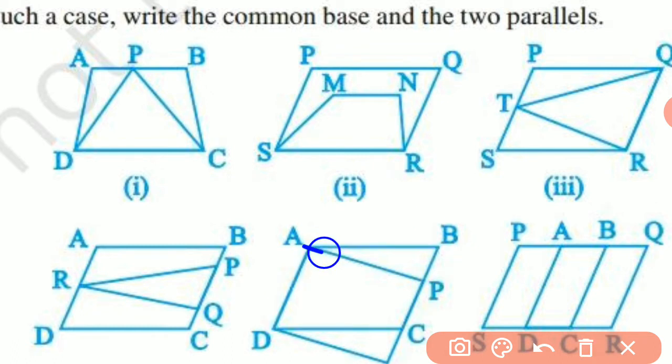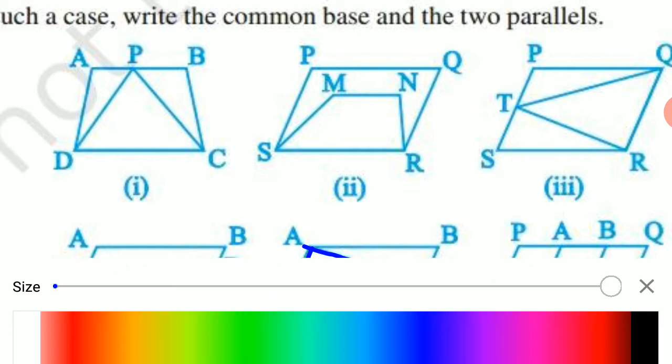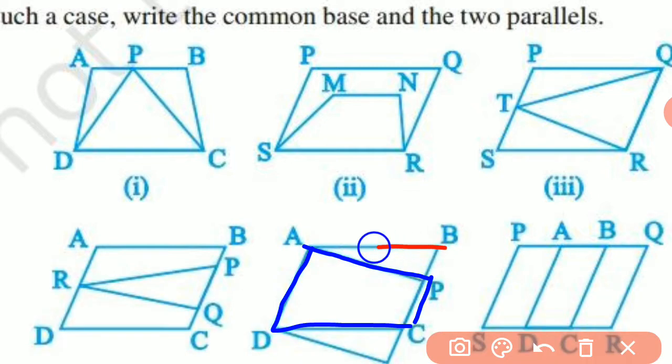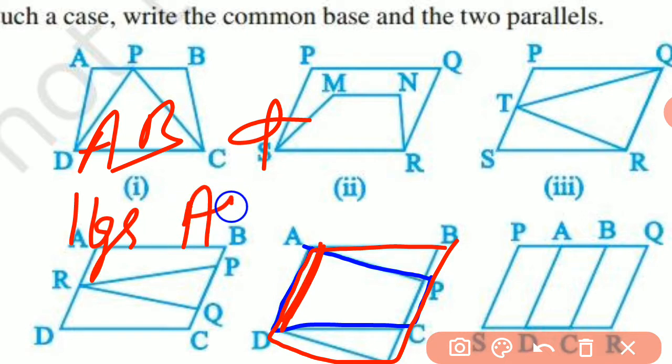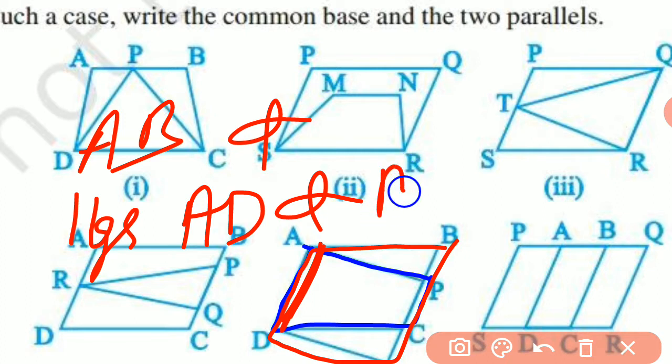Here quadrilateral ABCD and next quadrilateral DBAD, both lie on the same base AD and between the same parallels AD and this point is BQ.